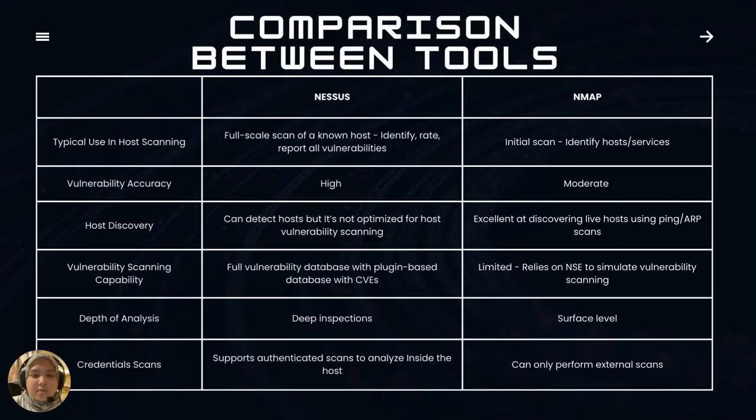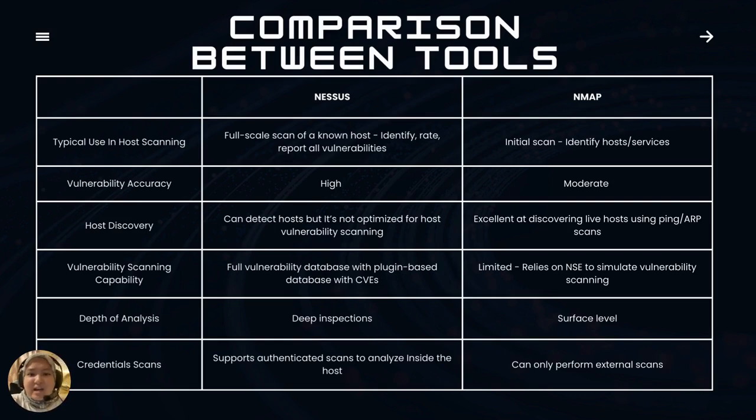Hi, so now I will be comparing two cybersecurity tools, Nessus and also Nmap, specifically in host vulnerability scanning. First, let's talk about their typical use. Nessus is typically used for a full-scale scan of a known host. It's capable of identifying, rating, and reporting all vulnerabilities found in the system. Meanwhile, Nmap is commonly used as an initial scan tool, mainly to identify live hosts and their running services on a network.